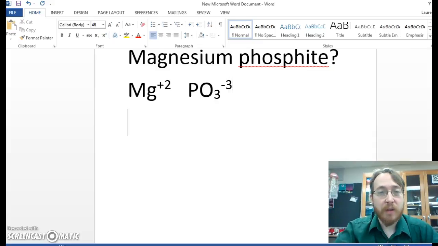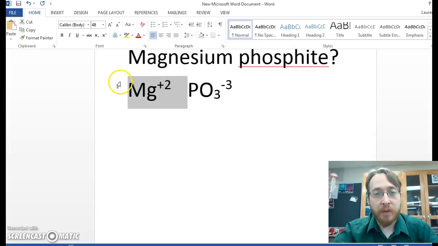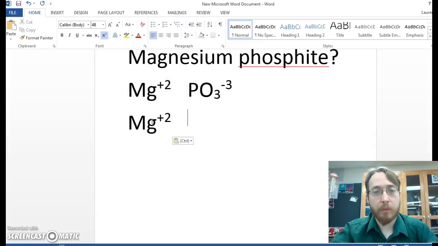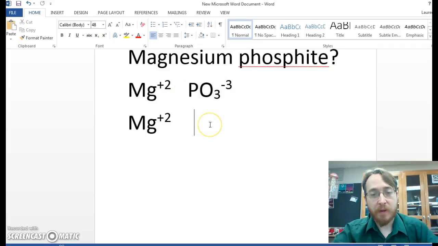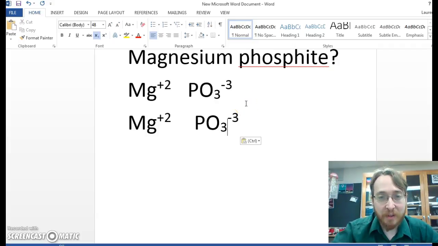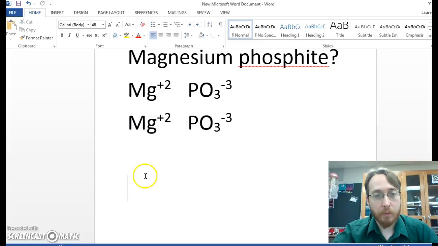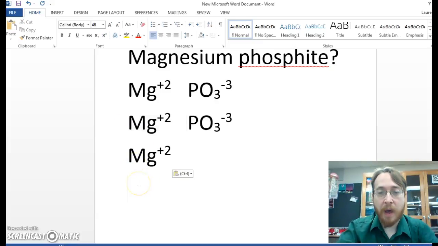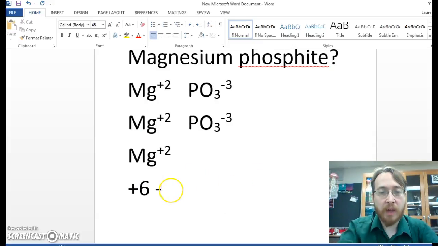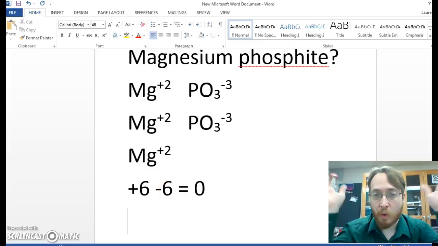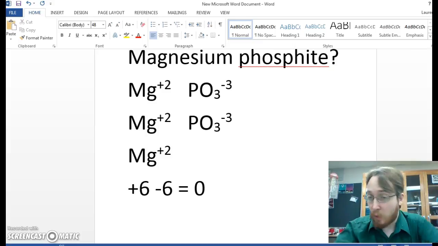So we balance these. We're going to need more magnesium. Now we've got +4 to -3, so we need more phosphite. Now we have -6 to +4, so we need more magnesium. And finally, we have +6 and -6 equaling 0. So we are balanced. So now we have the count. We know it's going to take 3 magnesium and 2 phosphite. So Mg3.